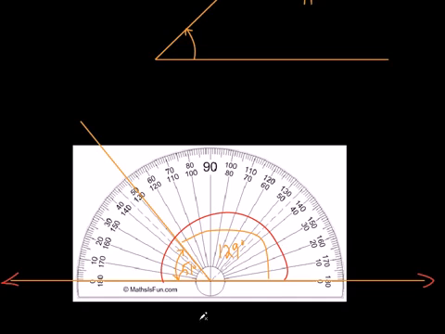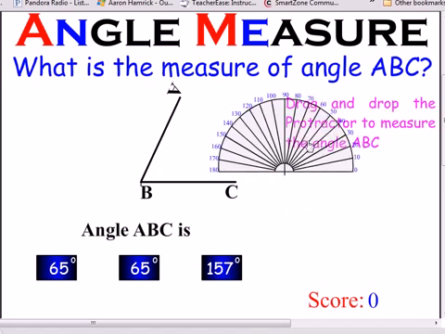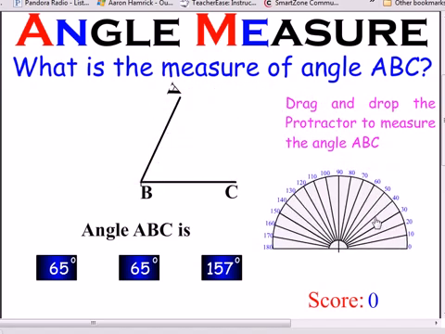I got a little website right here. Let me bring that up just to give us a little practice. Let's give this a shot. I just found this online, and this is kind of cool, where you can take the protractor, move it around, and put it right here. But before we do that, let's guess what we think this angle is going to be. So angle ABC. They give you 2 choices, 65 and 157. What do you think this is? Do you think it's 65 or 157?